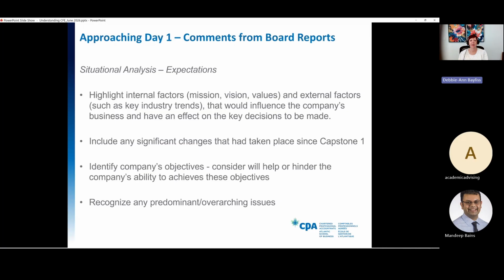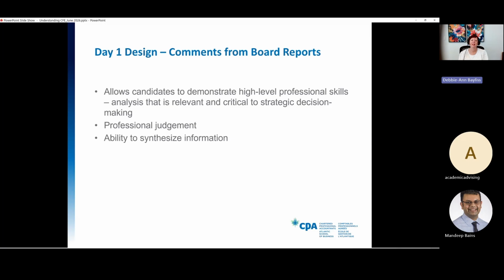When you're analyzing those different options, implementing that option, will it help the board achieve its goals or will it hinder their opportunity to achieve those objectives? In other words, it will make the situation worse. It's important to recognize any of the predominant or overarching issues. I'm going to go into that in a little bit of detail here and even more when I do the day one webinar. Here are some comments from the board reports that talk about the day one design.